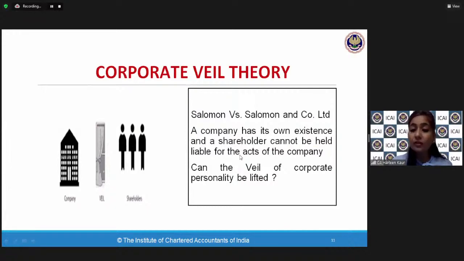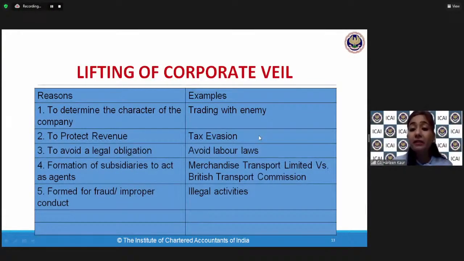All right. So what are those cases? If you are trading with an enemy country, if you are trying to evade taxes, if you are trying to protect revenue, means government का अगर आप revenue चोरी कर रहे हो, government को tax नहीं pay करोगे, that means government का revenue कम हो रहा है. So if you're doing any illegal activity, something fraudulent, something improper, forming subsidiaries just for a fake person, evading taxes, avoiding labor laws, then my dear friend, the corporate veil has to be lifted, which means now company and shareholders will be treated as one.